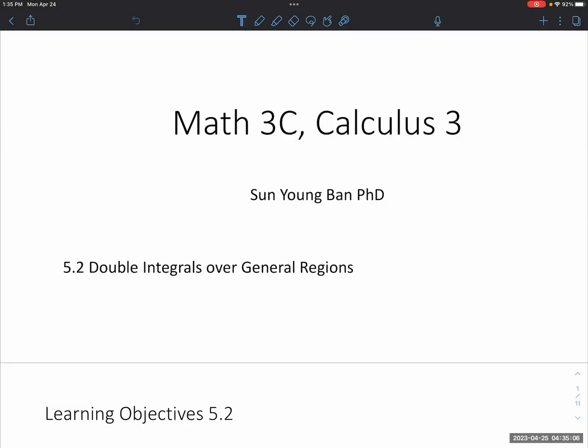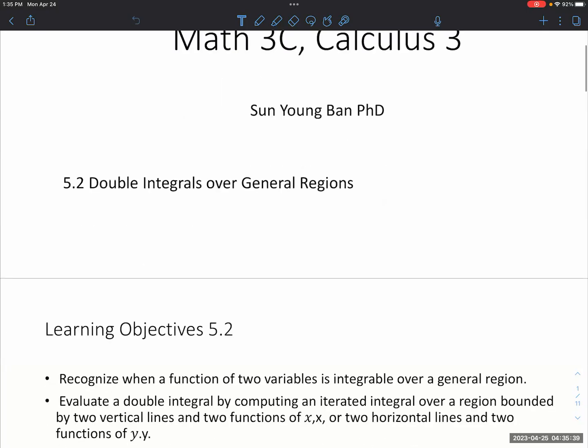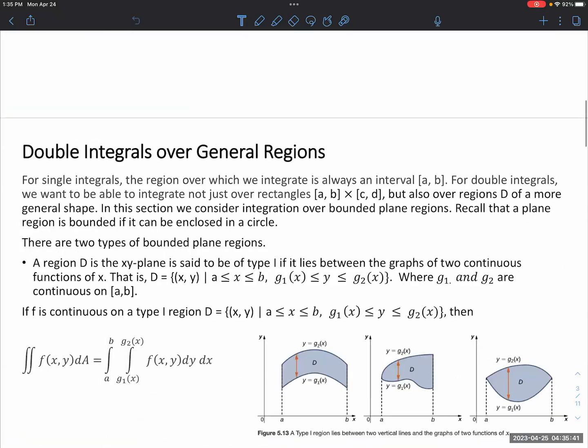Welcome to Calculus 3. In this video, we are going to talk about 5.2, double integrals over general regions. Last time I introduced the double integral, when you have a function of two variables. We're going to keep doing similar work to find the region when you have two different ranges for the two variables of the function. Let me show you the definition of the double integral. We learned how to do it, but let me just show you one more time.